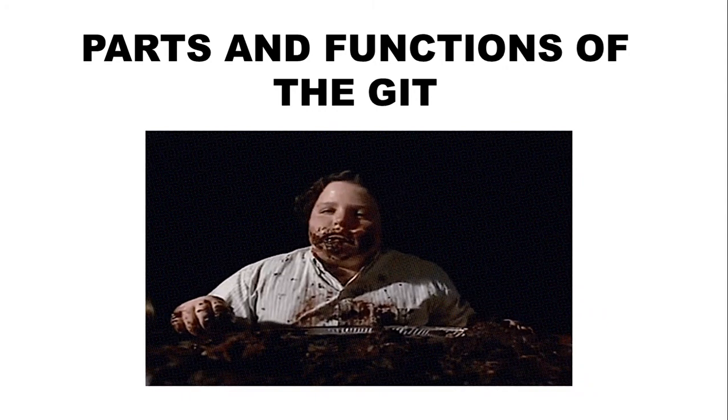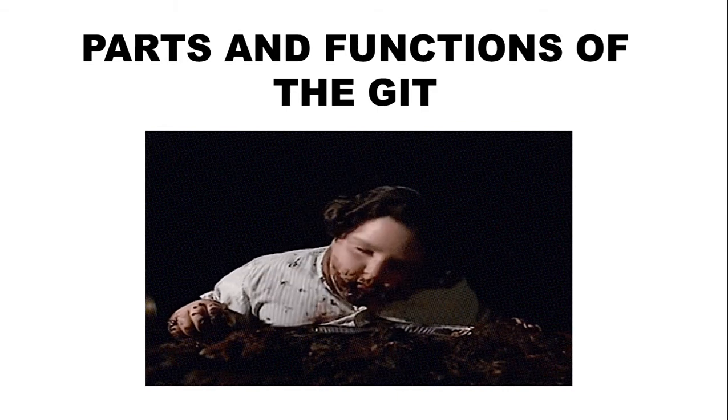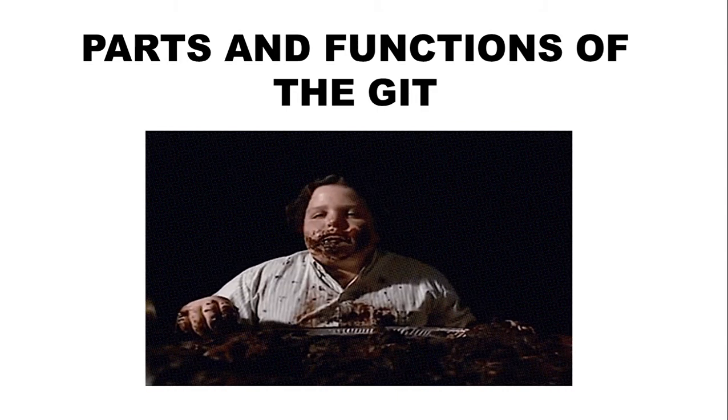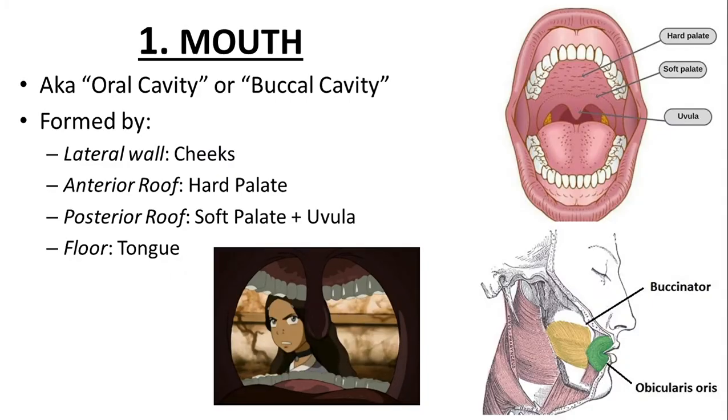Okay, now let's proceed to Module 5, Part 2 discussion about the parts and functions of the GIT, beginning with your mouth. Your mouth is also known as your oral or buccal cavity. Buccal because it's actually covered by a muscle known as your buccinator muscle, responsible for the action of blowing and sucking. Then you have your orbicularis oris, which is a muscle responsible for the action of kissing or just keeping your mouth closed. So the mouth or oral cavity is laterally formed or covered by your cheek.